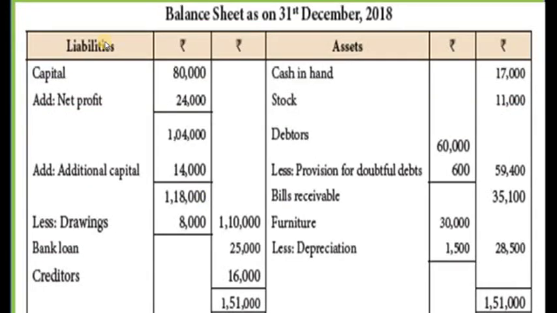We have prepared the balance sheet as on 31st December 2018. In the closing balance sheet, we have to show only closing capital. How to calculate closing capital? We have to take opening capital. With that, we have to add the net profit we got from the profit and loss account. How do we get net profit?